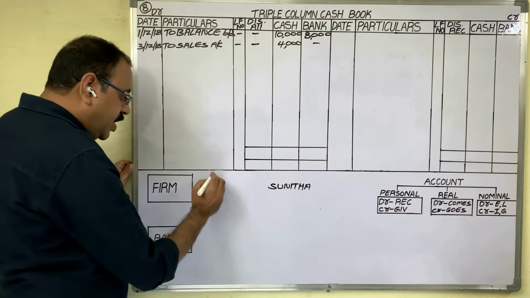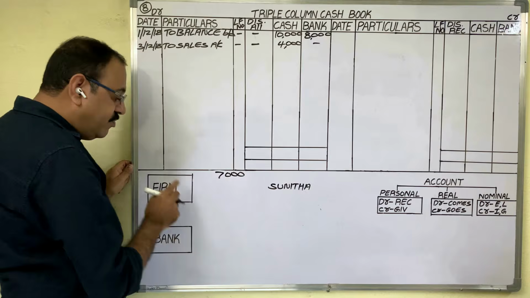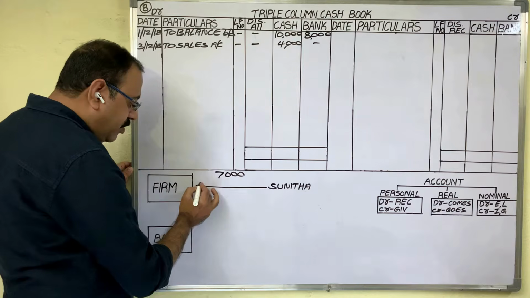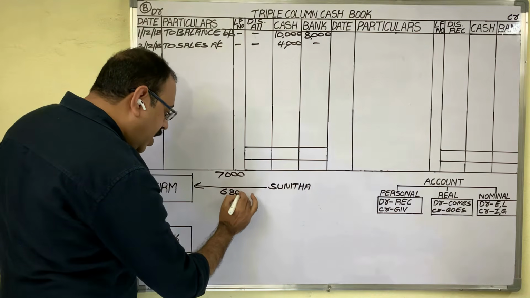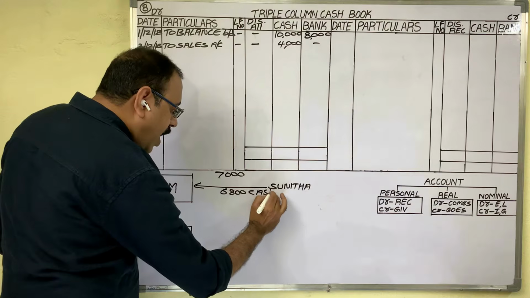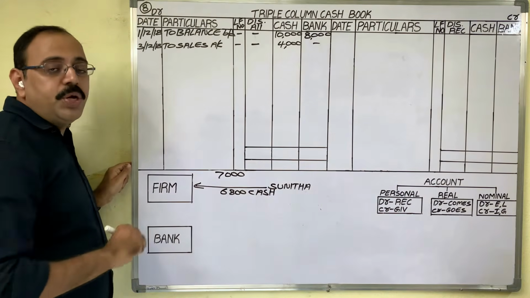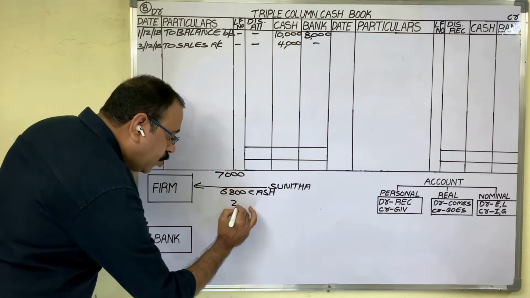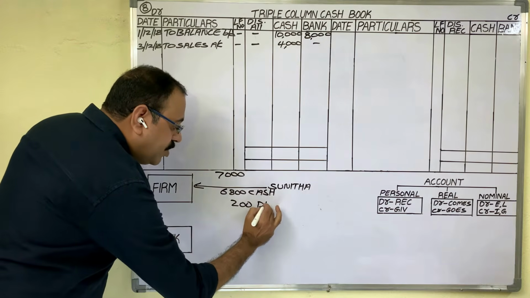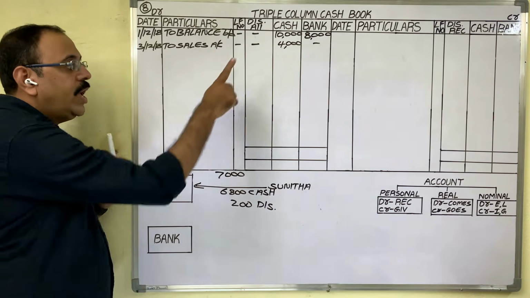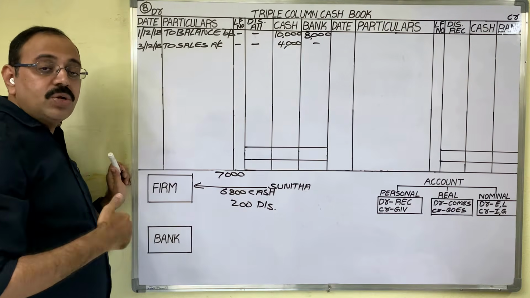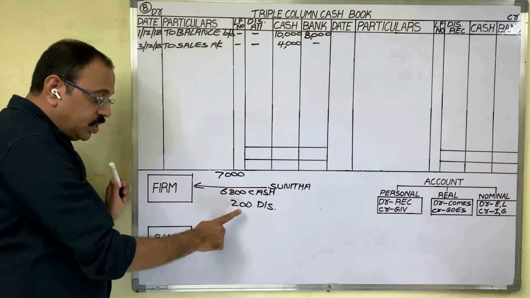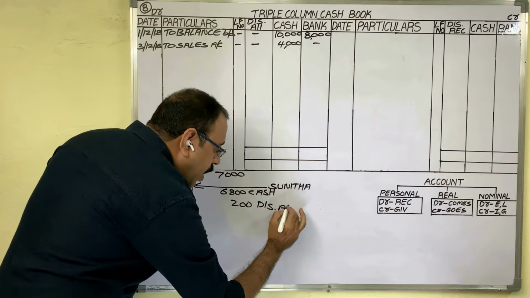Sunitha has to give 7,000 rupees cash to the firm. As a final settlement, on 6th date, she is giving 6,800 rupees cash. As she is paying this amount before the due date or on the due date, the firm wants to give 200 rupees discount. Think from the firm's point of view, is this discount allowed or discount received? Discount allowed means discount given. The firm is giving discount to Sunitha, no? So this 200 is discount allowed.